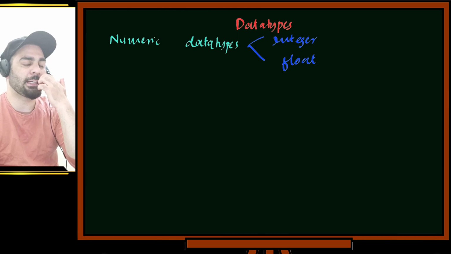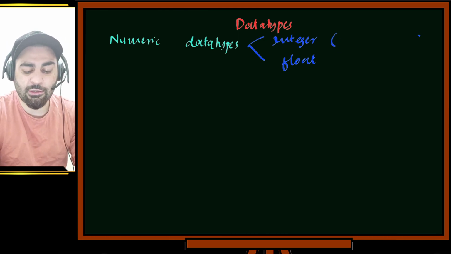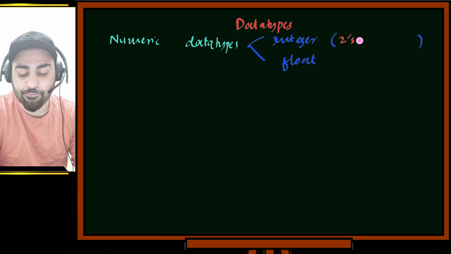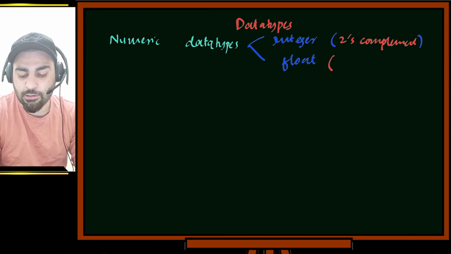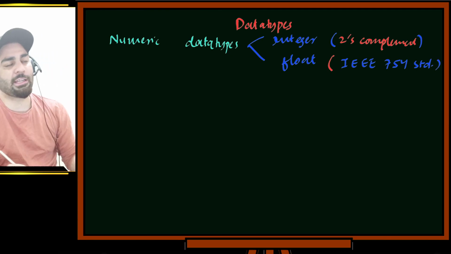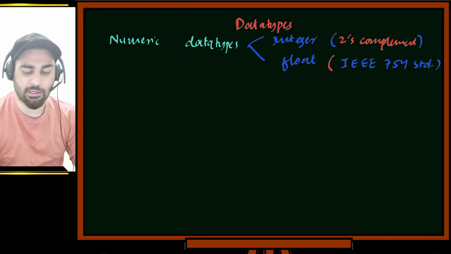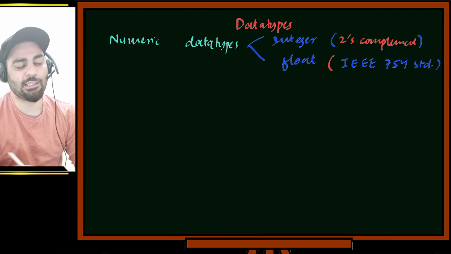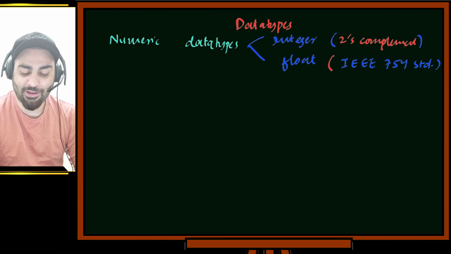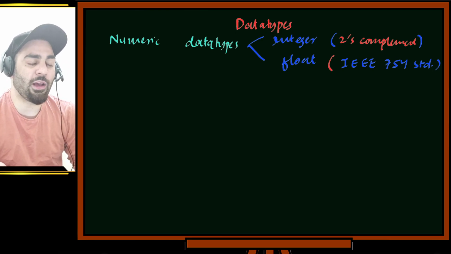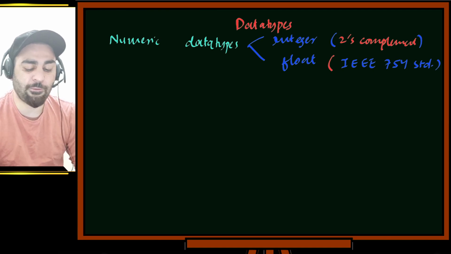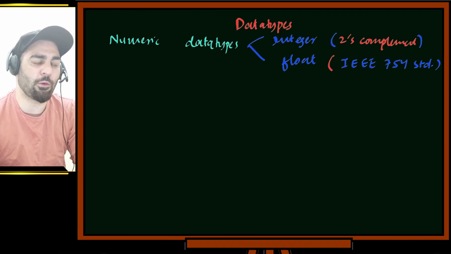In the integer I said that these are represented in 2's complement in the computer's memory, and these float values are represented in the format called the IEEE 754 standard. And there are two standards to this. One is called single precision and another is called double precision standard. These are unnecessary details, and even if you don't know them, you can still be a programmer. I was just answering why they are different data types.